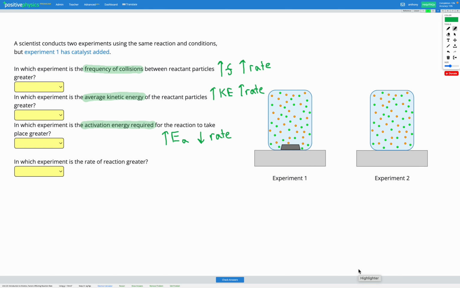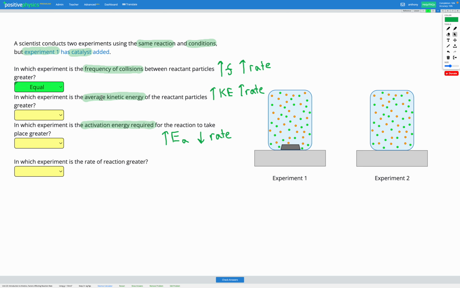In this question, we again have two experiments with the same reaction and same conditions. The difference this time is that experiment 1 has a catalyst added. So let's go through again and look at our three factors and see how they're affected. So firstly, the frequency of the collisions. Now, we have exactly the same conditions other than the catalyst. So in experiment 1 and 2, the volume of our container is the same, the pressure of our particles is the same, the temperature of our particles is the same. So the frequency of collisions is going to be the same for both of those experiments. So that's not going to be a factor that affects us here.